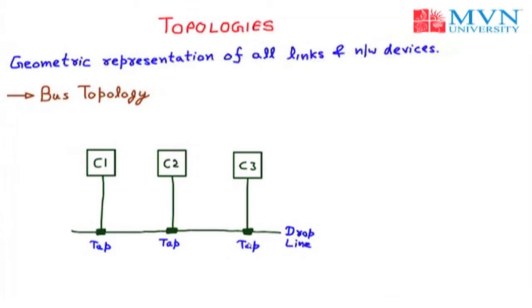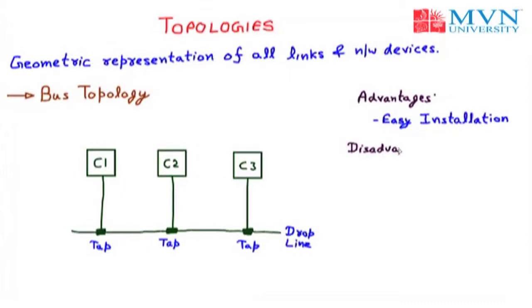So now let's come to the advantages and disadvantages of this topology. First we have the advantages. The main advantage of this topology is that it's easy to install, that means easy installation. Now come to the disadvantages of the bus topology. The main disadvantage is that we have a single drop line.